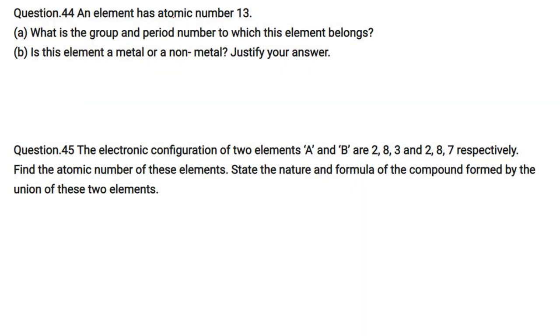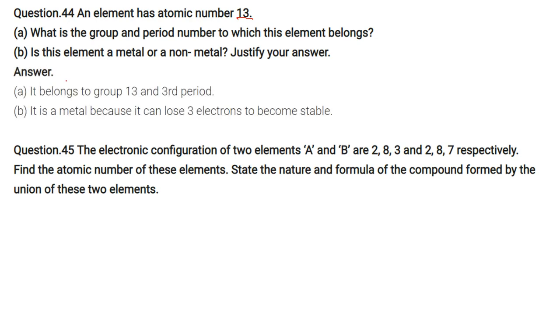An element has atomic number 13. What are the group and period numbers to which this element belongs? So this belongs to group 13 and third period, K, L, M. 3 shells will be there. Is this element a metal or a non-metal? Justify your answer. Because it is 2, 8, 3, it is able to give 3 electrons. So it is a metal. It can lose 3 electrons to become stable.